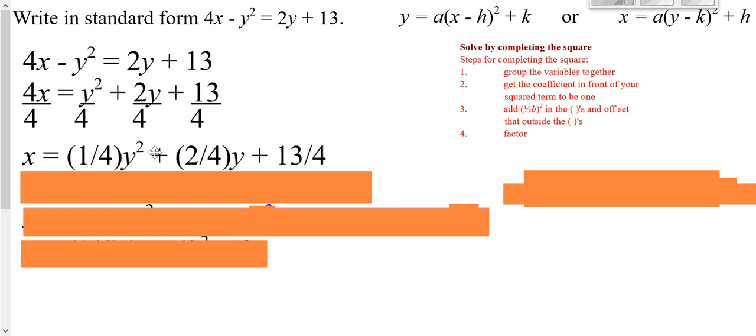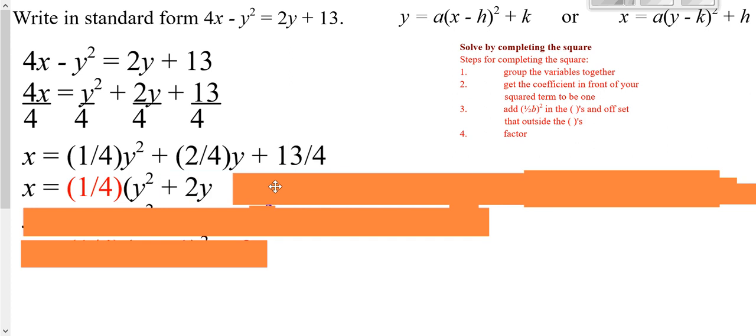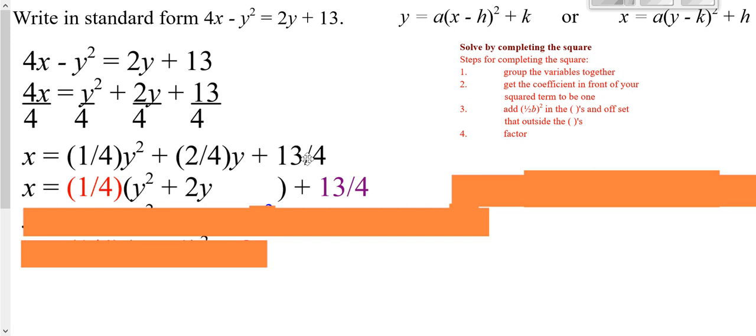Now remember, in completing the square, what's in front of my y's, I want to be 1. So I'm going to take a 1/4 out of the y's. I'm not taking it out of that normal number because I'm not completing the square with that normal number, so that stays here.